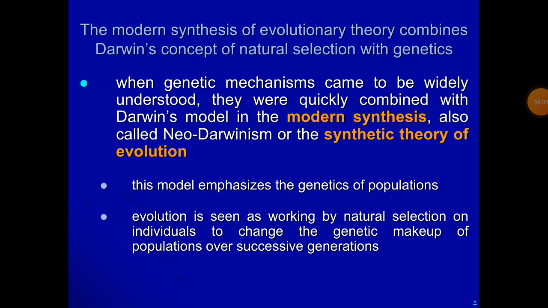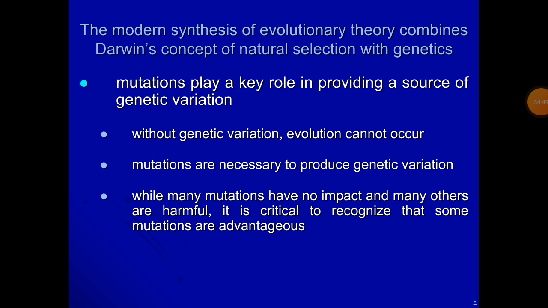This model emphasizes the genetics of populations. Evolution is seen as working by natural selection on individuals to change the genetic makeup of populations over successive generations. Mutations play a key role in providing a source of genetic variation. Without genetic variation, evolution cannot occur. Mutations are necessary to produce genetic variation. While many mutations have no impact and many others are harmful, it is critical to recognize that some mutations are advantageous.